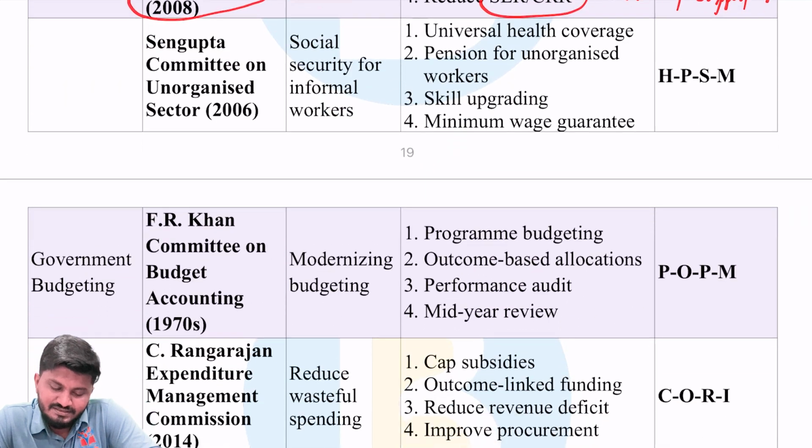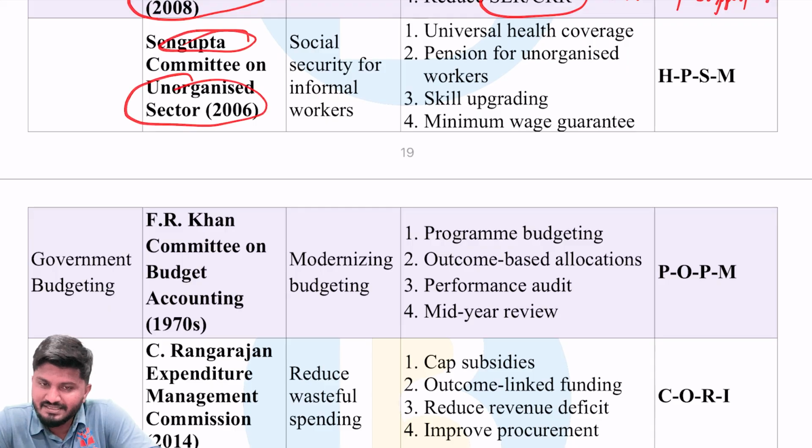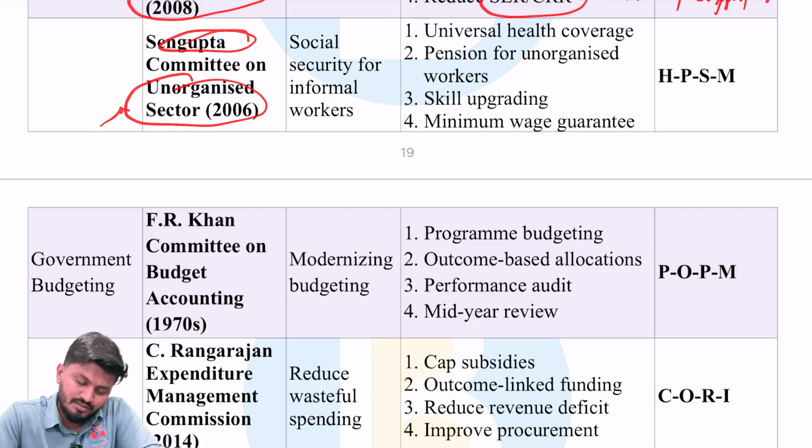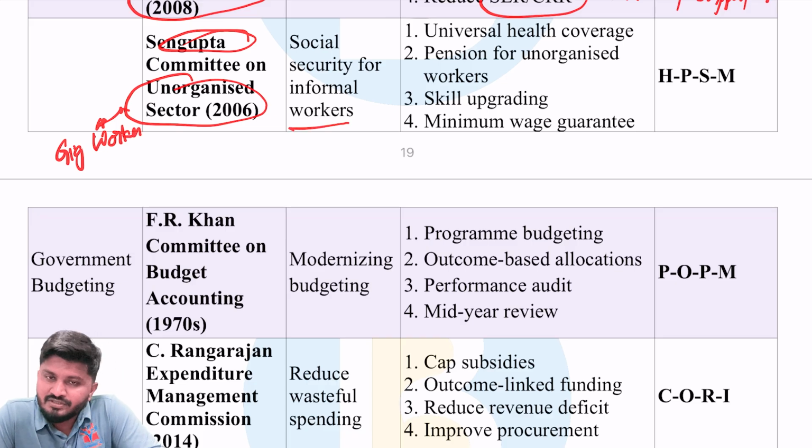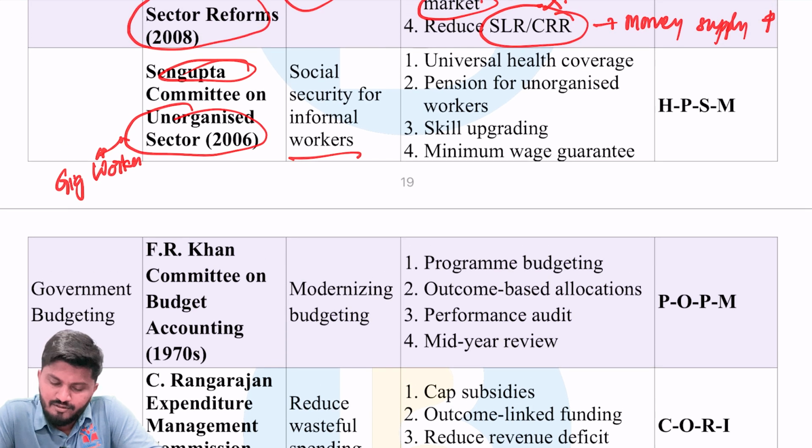Next is CN Gupta Committee on Unorganized Sector, very important. This unorganized sector is in the news very recently because of the issue of gig workers and platformization. So this is very important. Aim was providing social security for informal workers. The recommendations were providing universal health coverage, pensions for unrecognized workers, skill upgrading, and minimum wage guarantee.